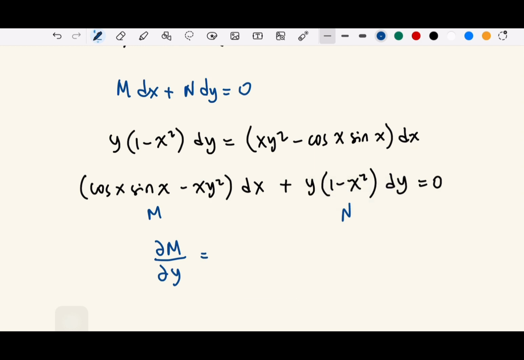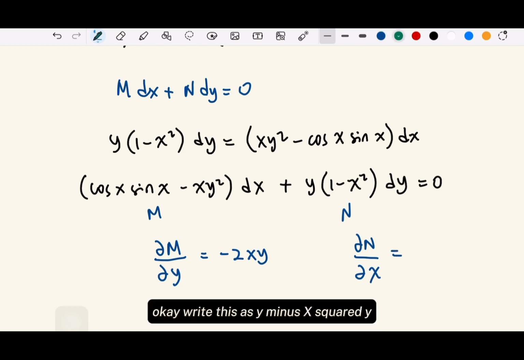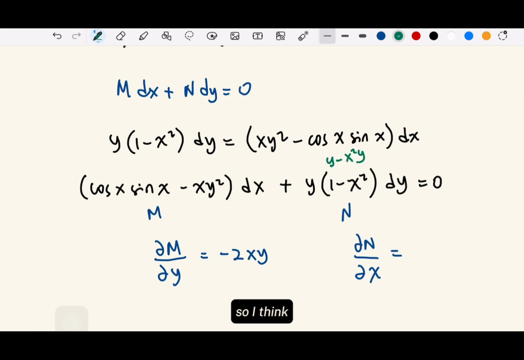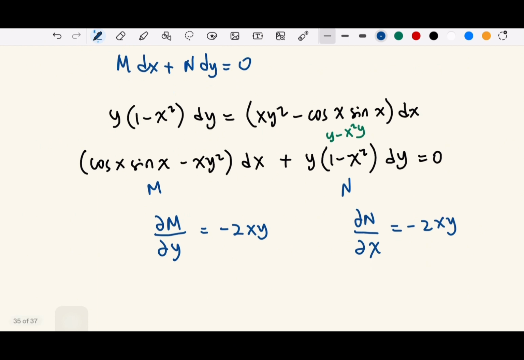This will be negative 2xy, right? Check also the n. We can rewrite this as y minus x squared y, right? So I think they are equal. Okay. So they are exact. The equation is exact.